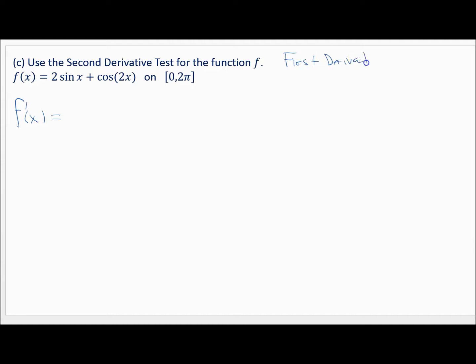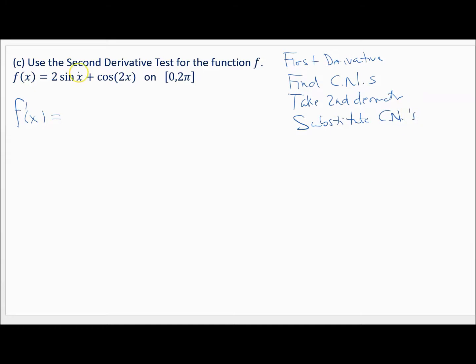So these are the steps over here. Find critical numbers. I'm going to put C in for critical numbers. Take the second derivative. And then substitute the critical numbers. That's all we have to do.